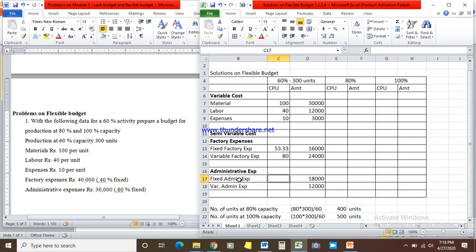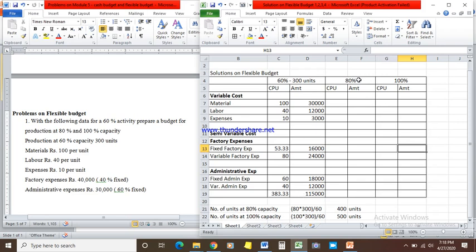Again I calculate what is the per unit. So 18,000 divided by 300, it comes to 60. 12,000 divided by 300, it comes to 40. Now when you take the total of all these things, I get here 383.33, and if I take a total of all the cost together, I get 1,15,000. So at present we know at 300 units at 60% capacity, this is how the cost structure looks.